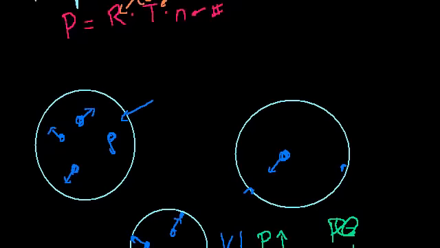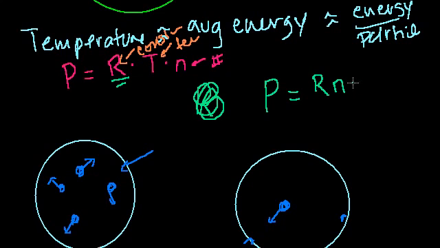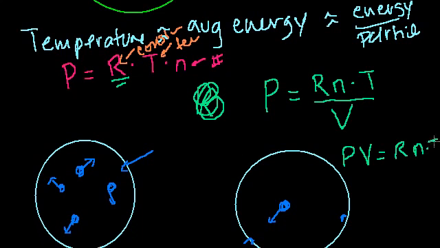So let's put that into our equation. We said that pressure is proportional, with some proportionality constant, let's call that R, to the number of particles times the temperature. This gives us the total energy, and it's inversely proportional to the volume. And so if we multiply both sides by the volume, we get pressure times volume is proportional to the number of particles times the temperature. So PV is equal to RNT.